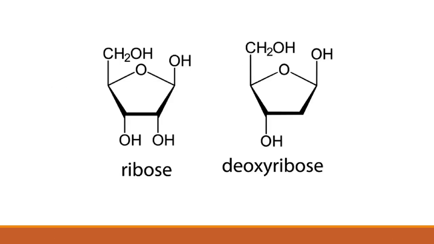In this picture, we can see the ribose and deoxyribose. Both are pentose, and this is carbon atom number 1, this is 2, 3, 4, 5. So they have 5 carbons, and due to that, it's called pentose. The difference between ribose and deoxyribose: in deoxyribose, we don't have OH.